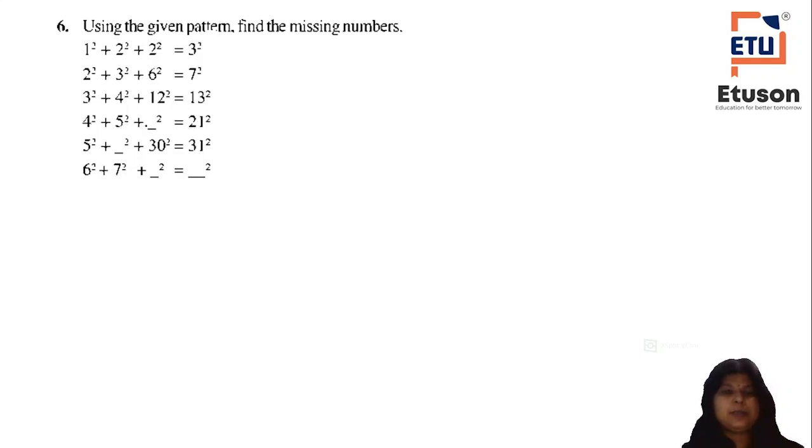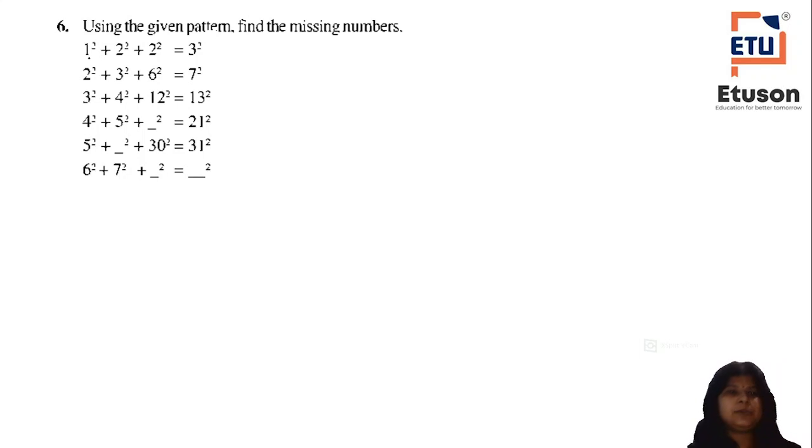4 square plus 5 square, the blank you have, and that is equal to 21 square. 5 square, then there is a blank, plus 30 square equal to 31 square. 6 square plus 7 square plus a blank, and you have to find another blank.